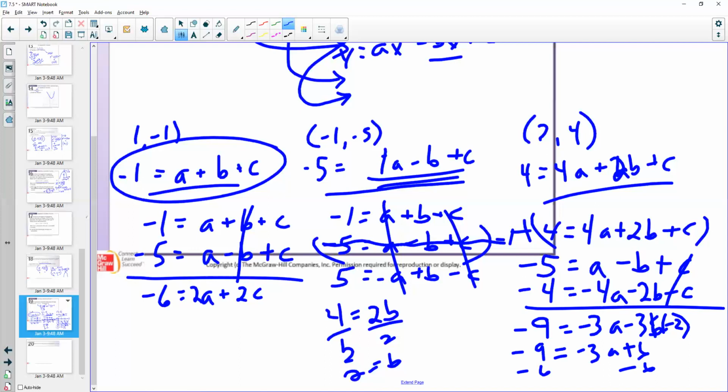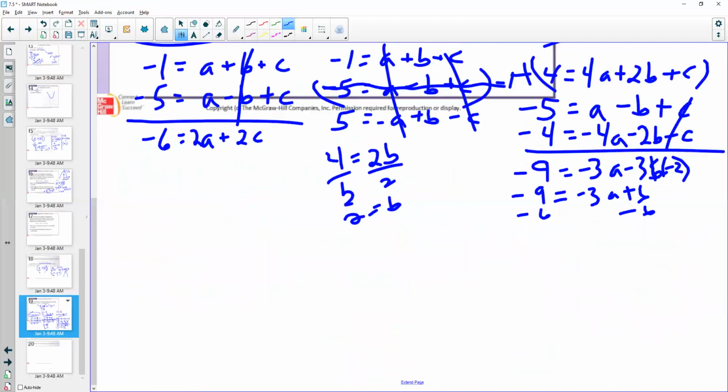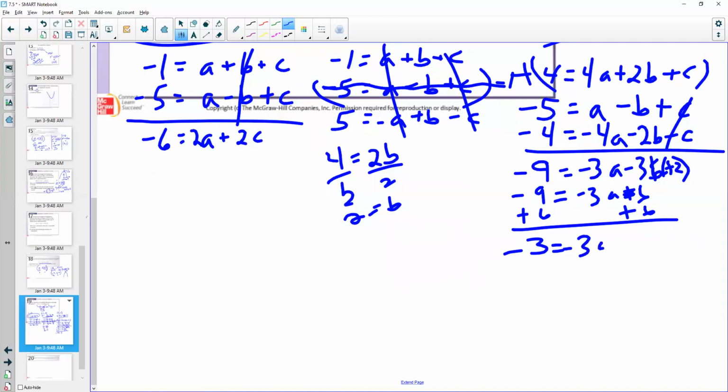Now I'm running out of room. Extend page. Okay. I feel like I have a sign wrong somewhere. Do I? Are you looking? Minus 3b. Yep, I do. That should be a -6 plus 6. Oh. So I get -3 equals 3, -3a divided by -3.